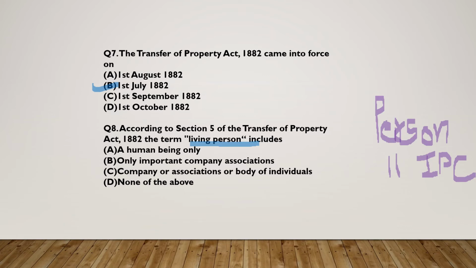Now, what does question 8 say? According to Section 5 of the Transfer of Property Act, the term living person includes a human being only. No. Option B, only important company association. No. Option C, company or association or body of individuals. Yes. So under Section 5 of the Transfer of Property Act, living person includes a company or association or body of individuals, whether incorporated or not. So the correct option is C. This is the correct option, option C.